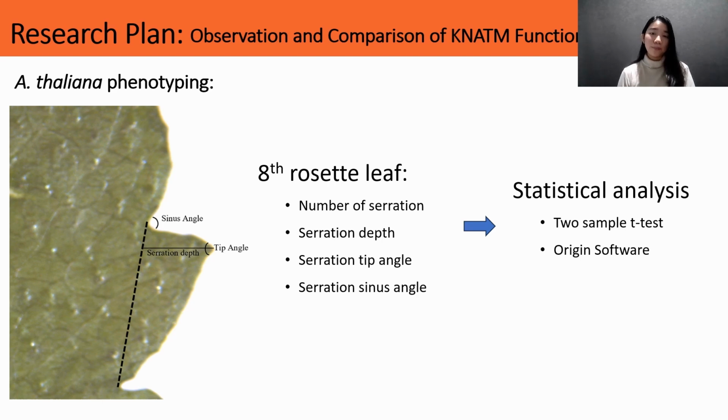The confirmed mutant plants were then phenotyped, and for Arabidopsis thaliana phenotyping, the 8 rosette leaf were used to collect number of serration, serration depth, serration tip angle, and serration sinus angle. And statistical analysis was done to this data using the two sample t-tests for pairwise comparison. And the statistical analysis was done using Origin software.